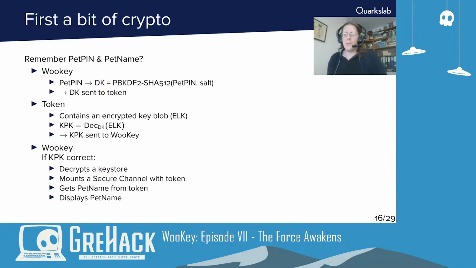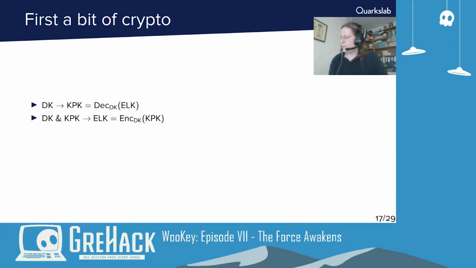So where is the vulnerability here? Well, you provide the decay to the card and you get the KPK back from the card. So you can compute yourself the ELK which is stored on the card, because you just need to reverse the decryption: you can just re-encrypt the KPK that you got with the decay, and you obtain back the ELK.